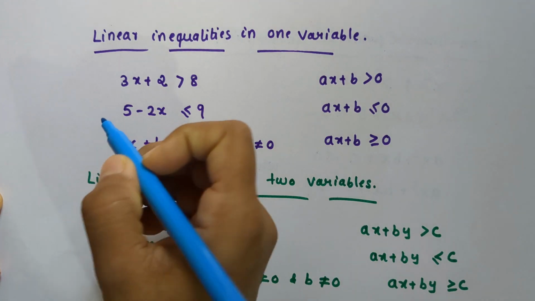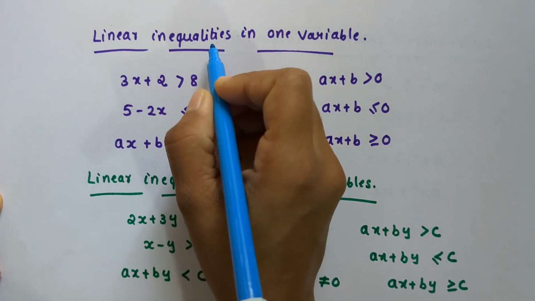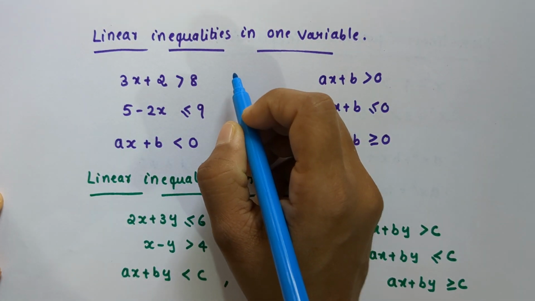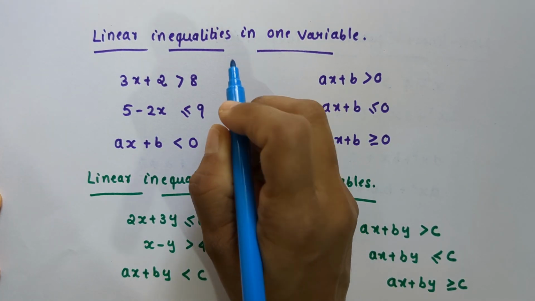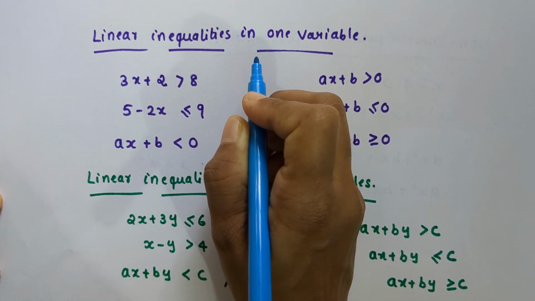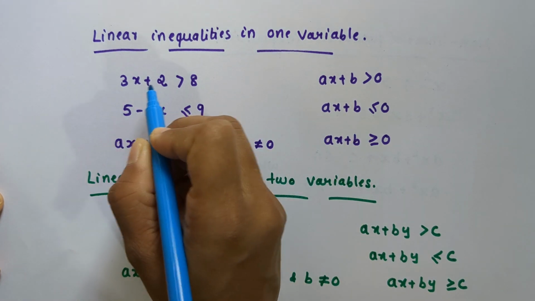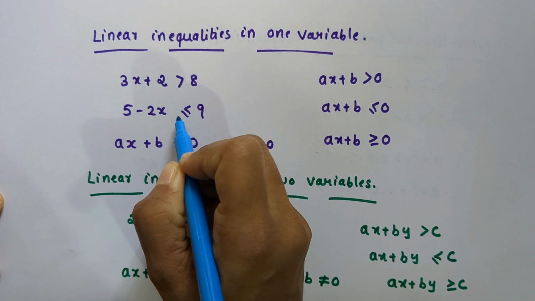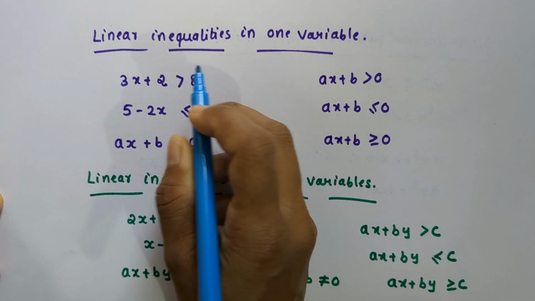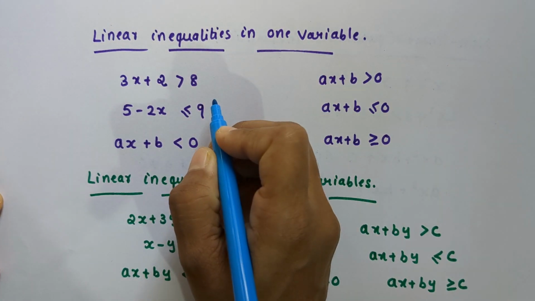Now, another type of inequality is linear inequalities in one variable. A linear inequality in one variable contains only one variable with the highest power of 1. For example, 3x plus 2 greater than 8 is an example of this. 5 minus 2x less than or equal to 9 is also an example of a linear inequality in one variable.